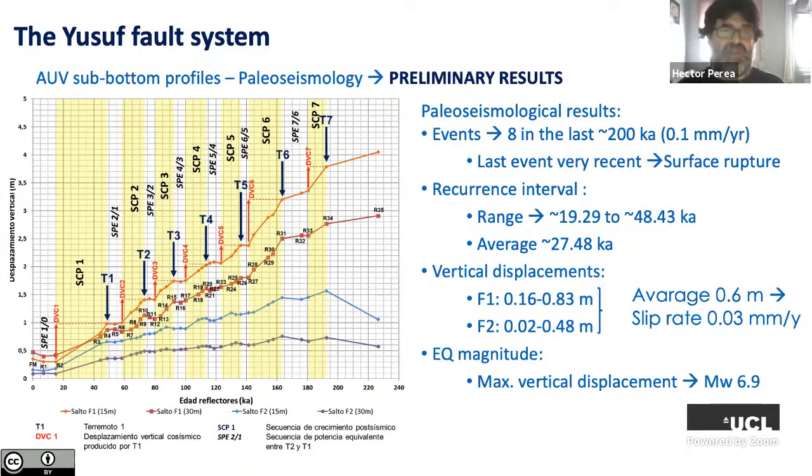Also, from this data, even with all the uncertainty related, we have an average return interval of about 27.5 thousand years, a vertical displacement that gives us an average of 0.6 meters that could correspond to a slip rate of 0.03 millimeters per year. However, I want to point out that this is a strike slip fault, so this should be considered as a minimum slip rate. Also, this maximum vertical displacement provides us a 6.9 maximum magnitude earthquake. Next, please.